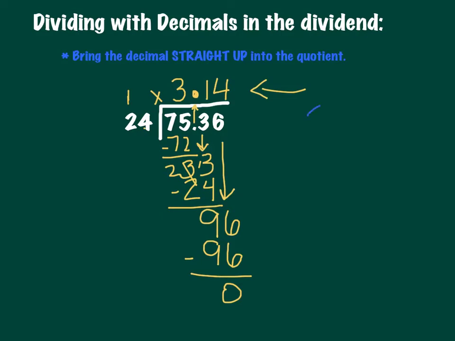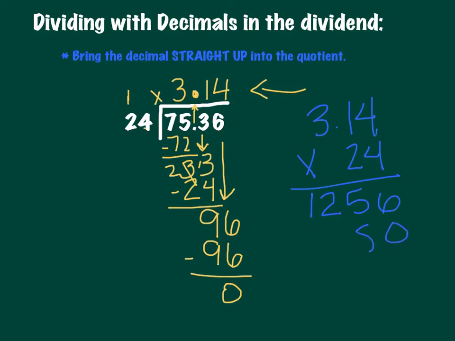Now we'll check our answer. 3.14 times 24. Then you count your decimal places. 1, 2, 1, 2. 75.36.